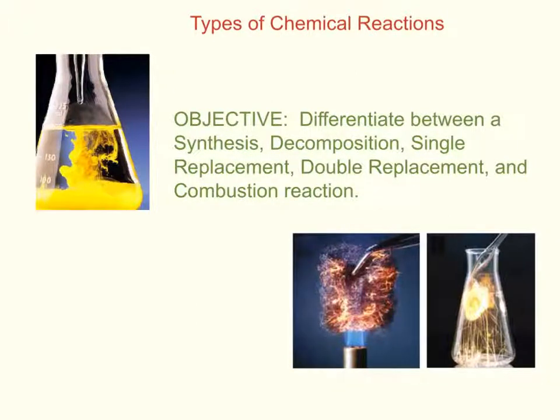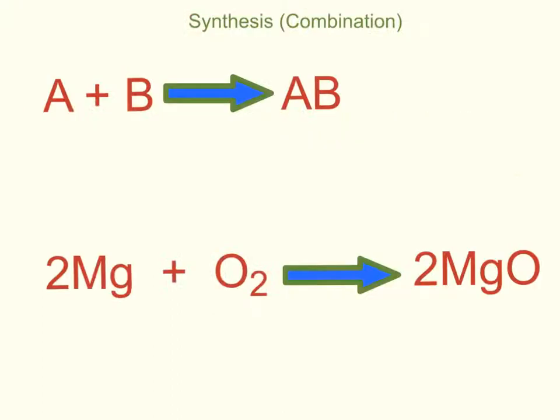So today we are learning about the types of chemical reactions. These are just 5 different types, but by the end of this video you should be able to differentiate between synthesis, decomposition, single replacement, double replacement, and combustion reactions.